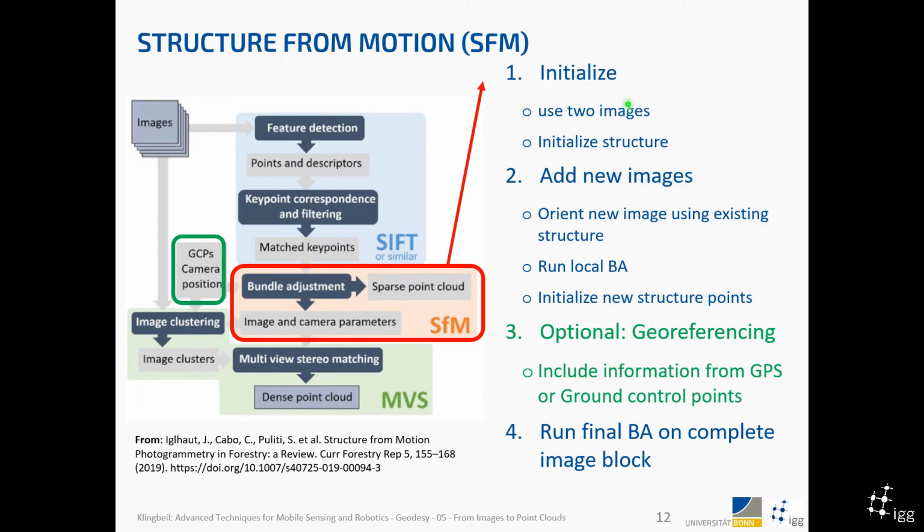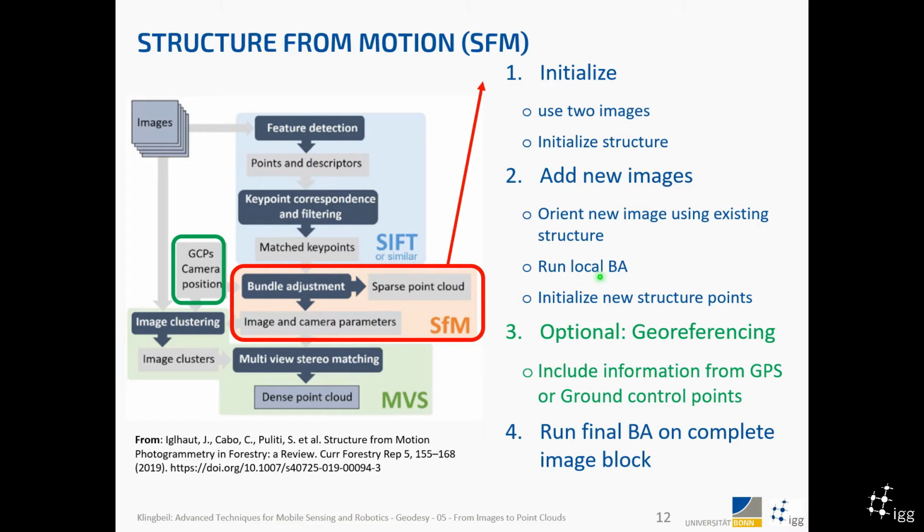With two images, and of course the features and the correspondences between the features, you can already get the relative orientation between those images, and initialize the structure, meaning have some points in the object space, which are basically the 3D representation of the features that have been found in the images. And then more and more new images are added, one by one. For each image, this new image is then oriented relative to the existing structure.